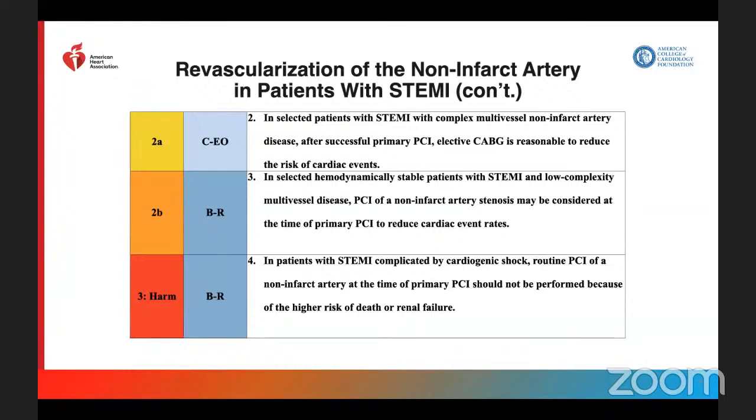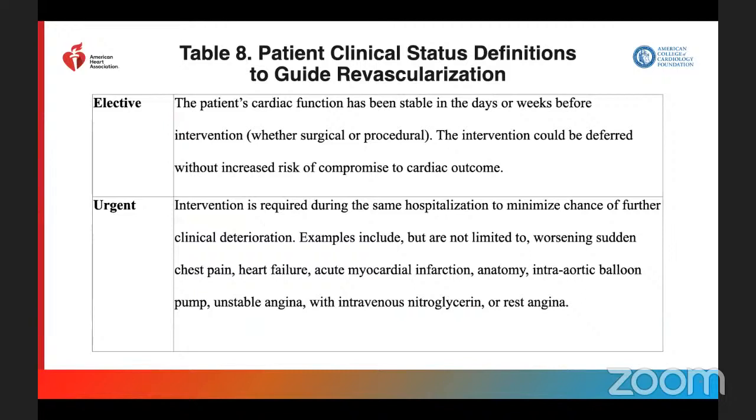Lastly, number 4, it's class 3 harm, in patients with ischemia complicated by cardiogenic shock. Routine PCI of a non-infarct artery at the time of primary PCI should not be performed because of the higher risk of death or renal failure. Okay, this table gives the patient clinical status definitions to guide revascularization.